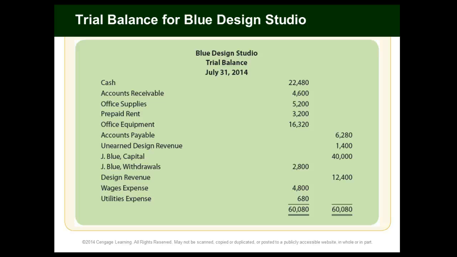Then we have the equity section, or the capital, which has a normal credit balance, J Blue Capital. Then we see withdrawals, J Blue Withdrawals, is a normal debit balance. Then we show that our revenues increase our equity, or the worth of a company, and they have a normal credit balance. Then we've got a couple expenses that have a debit balance. So you see here, the total of our debits of $60,080 equal the total of our credits. They always have to.